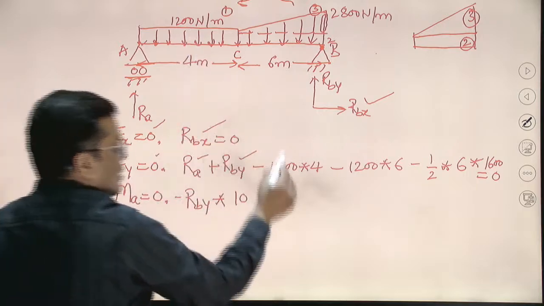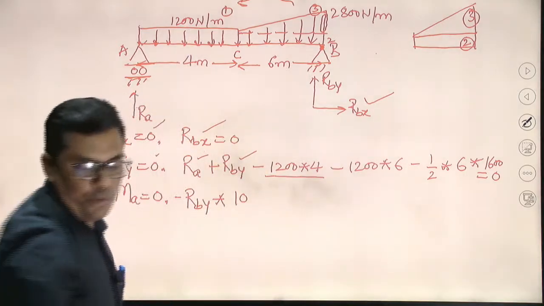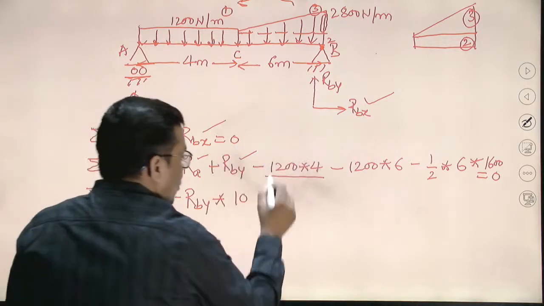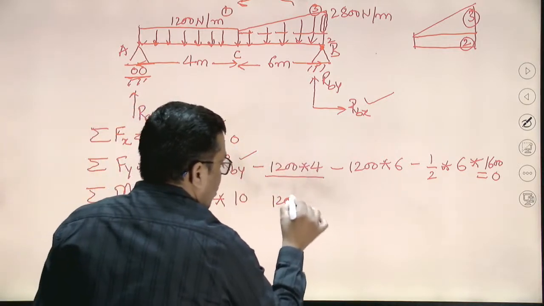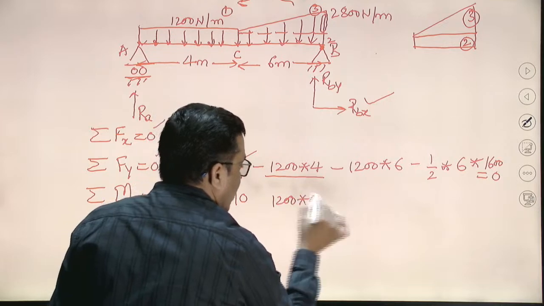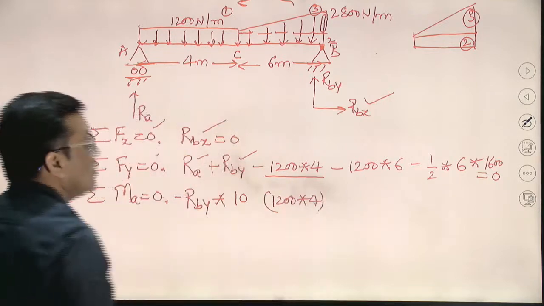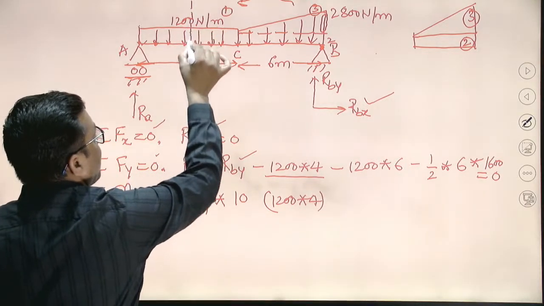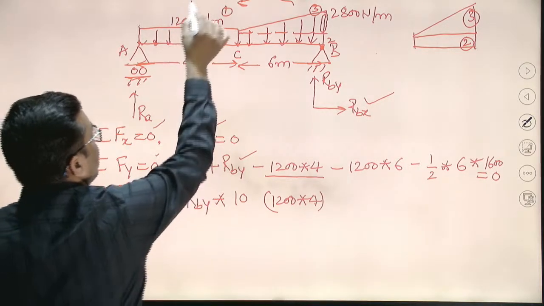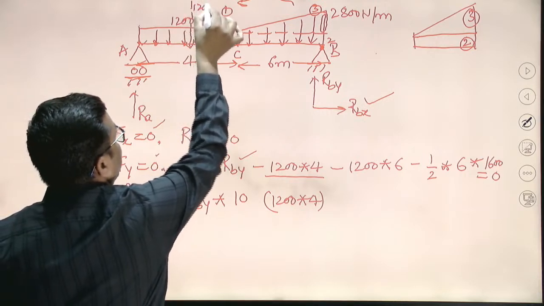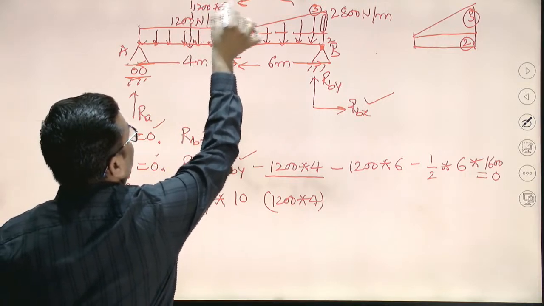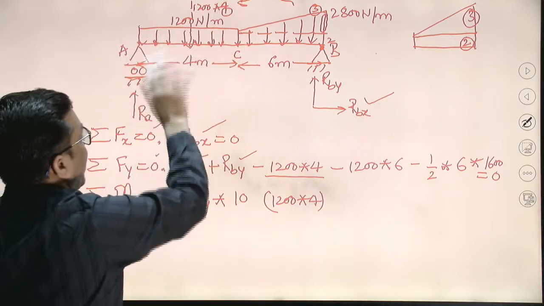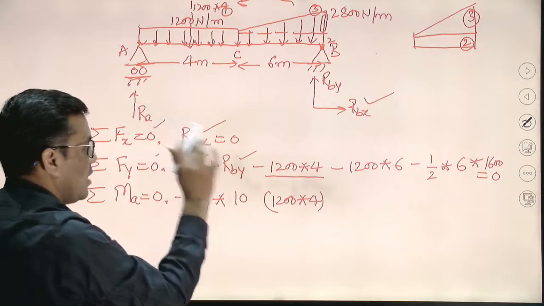Now I am coming to the second one, the 1200 into 4. 1200 into 4 is the UDL. Where it will be effective? This is the net effective load of UDL. इतना सजाने की आपको जरूरत नहीं है. This is what I am doing only for explaining you. Otherwise, you can directly write.